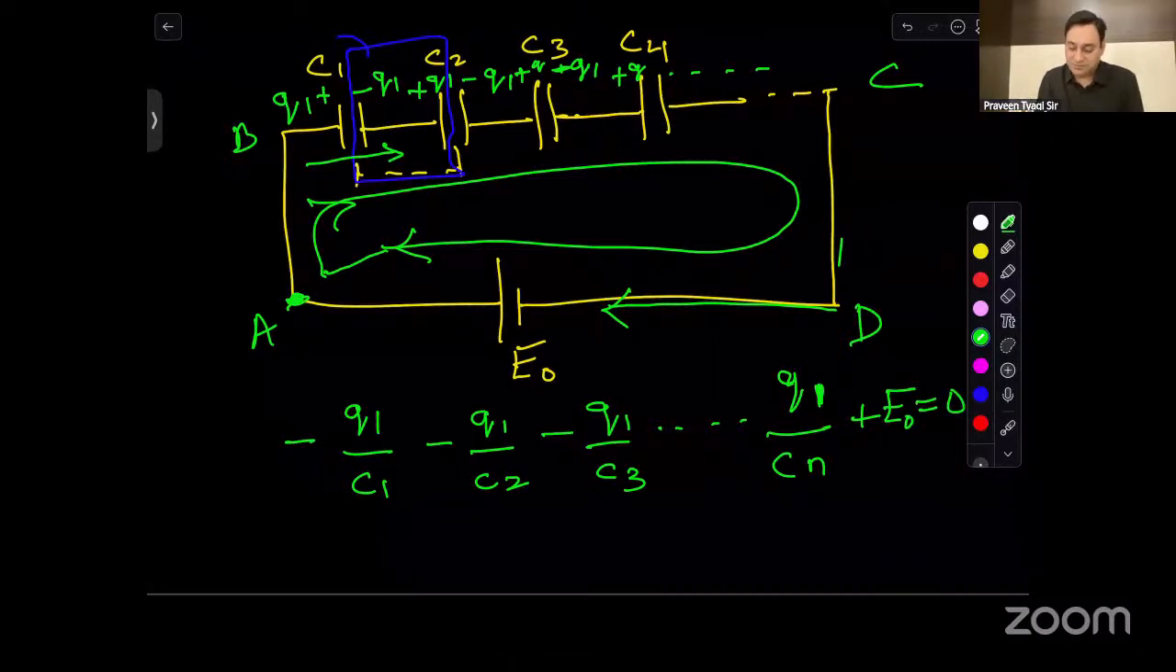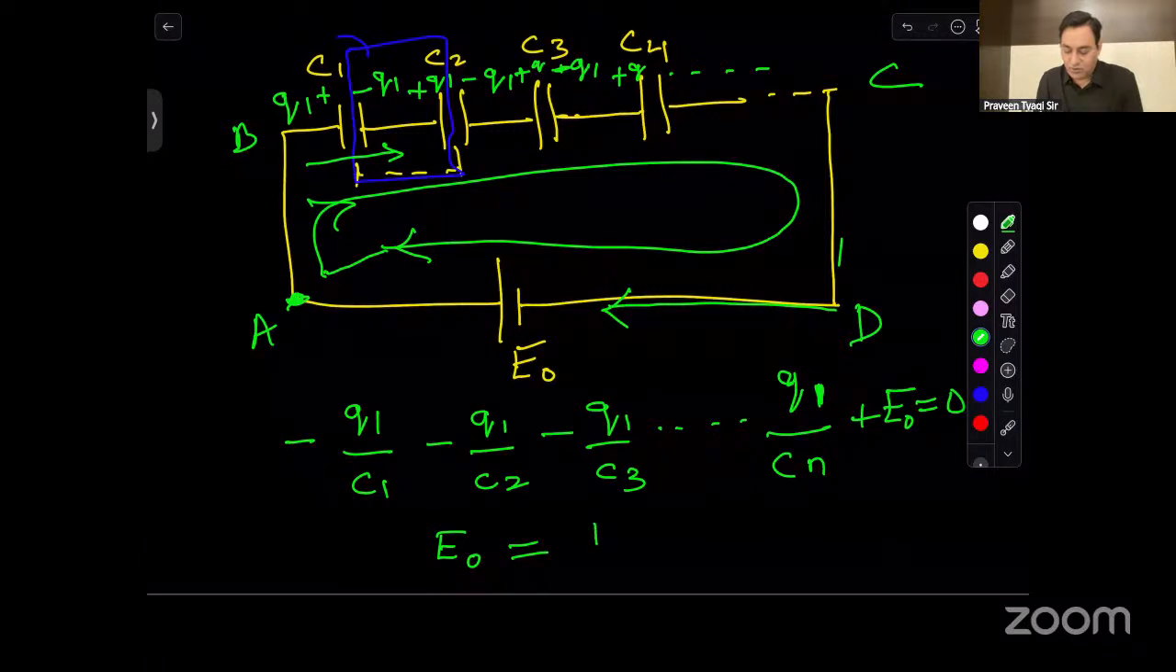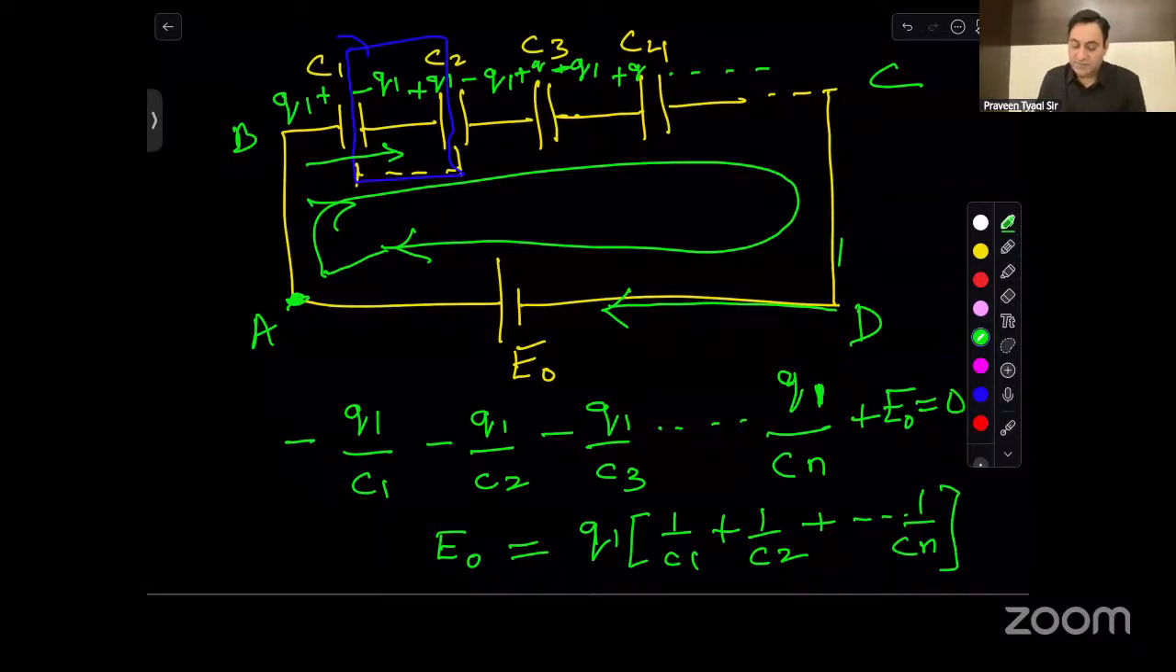From here, I get E naught is equal to Q1 is common, 1 by C1 plus 1 by C2, and so on, 1 by Cn. Now you can see E naught is V only.